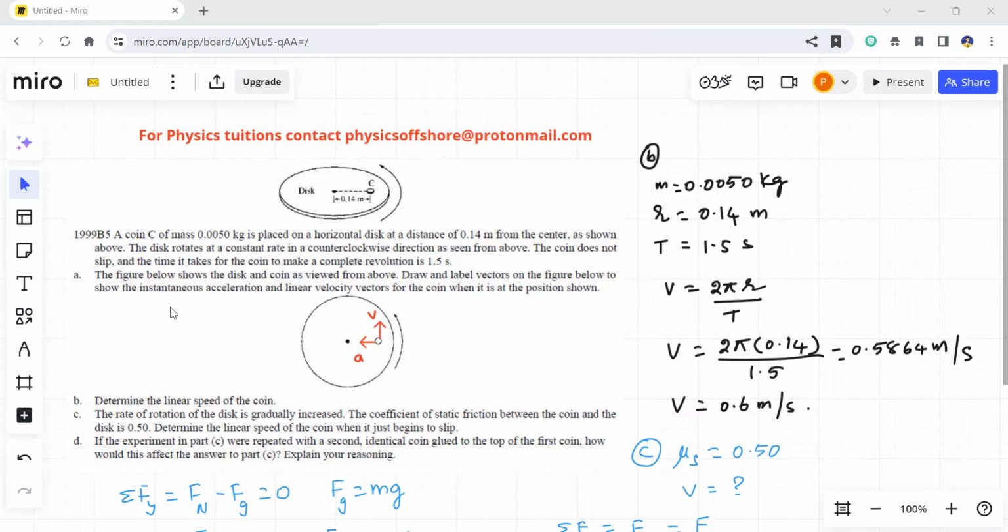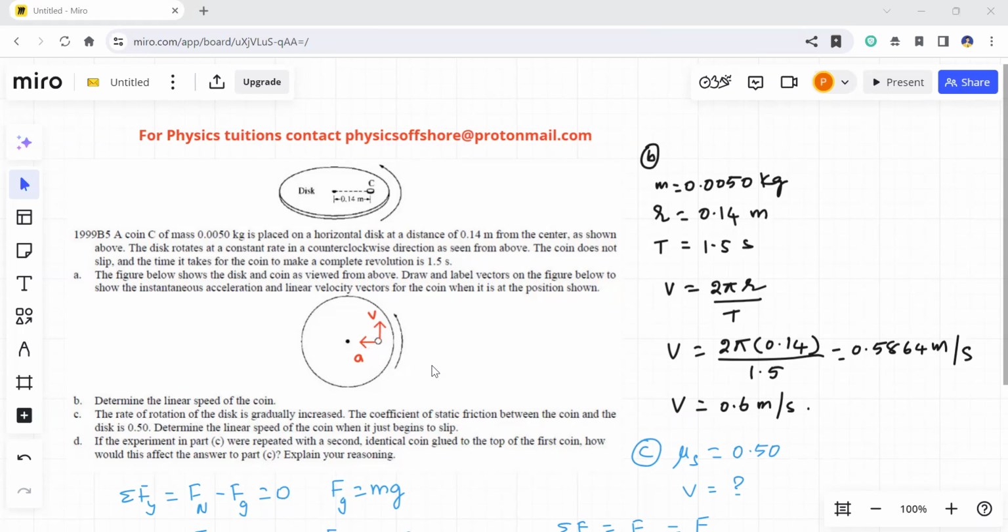In the first part, we are asked to draw the linear velocity vector and the acceleration vector. Here the linear velocity will be tangential to the circular path. So it is making the circular path like this, therefore the velocity will be in this direction. This is the tangent to the circle. Acceleration is always towards the center, so this is the acceleration.